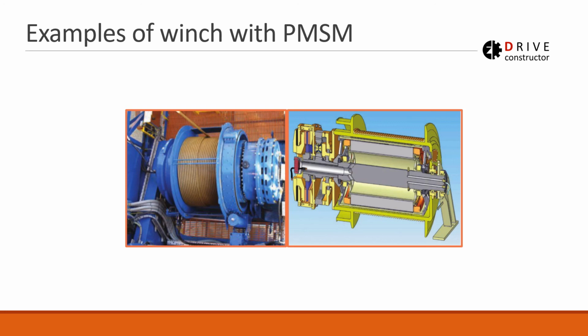And here, what is interesting is that the electric machine is integrated inside the winch drum. So it is here, like hidden inside the winch drum. And here we have a brake on the left-hand side. So here, the stator is internal, and the magnets are at the periphery of the machine. So the magnets are on the rotor, which is the inner part of the drum. It's quite interesting application.